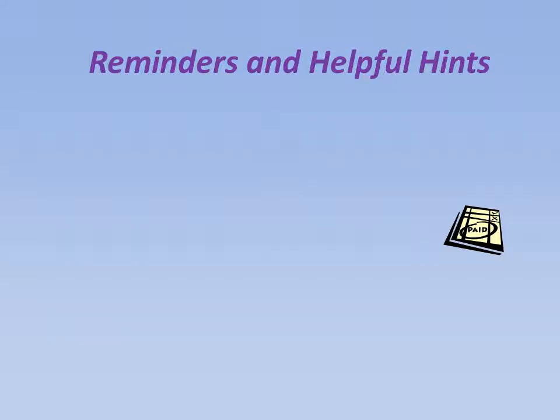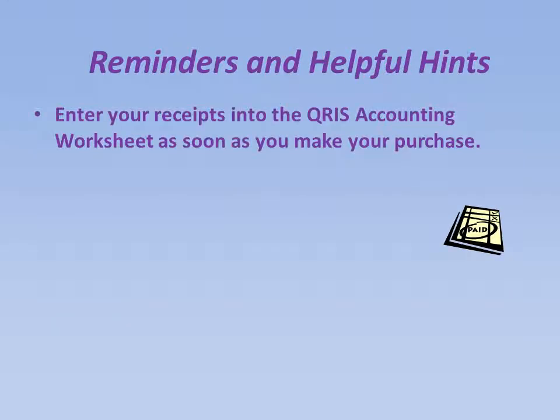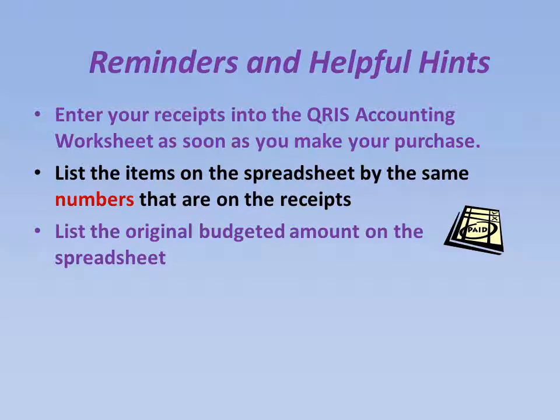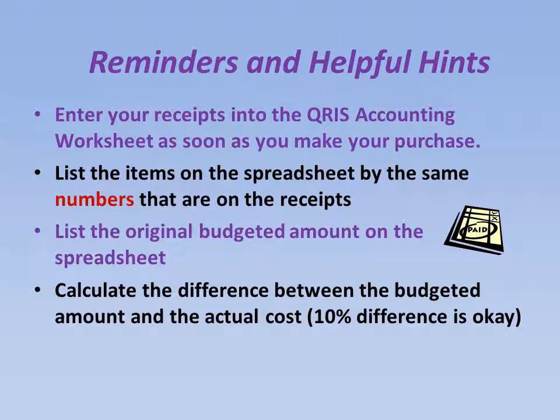Some additional reminders are to enter your receipts into the QRIS accounting worksheet as soon as you make your purchase. List the items on the spreadsheet by the same numbers that are on the receipts, list the original budgeted amount on the spreadsheet, and calculate the difference between the budgeted amount and the actual cost. Remember, a 10% difference is okay.